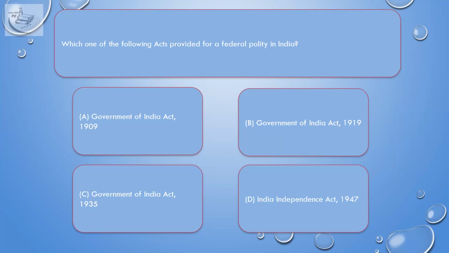Question: which one of the following acts provided for a federal polity in India? A. Government of India Act, 1909. B. Government of India Act, 1919. C. Government of India Act, 1935. D. India Independence Act, 1947.